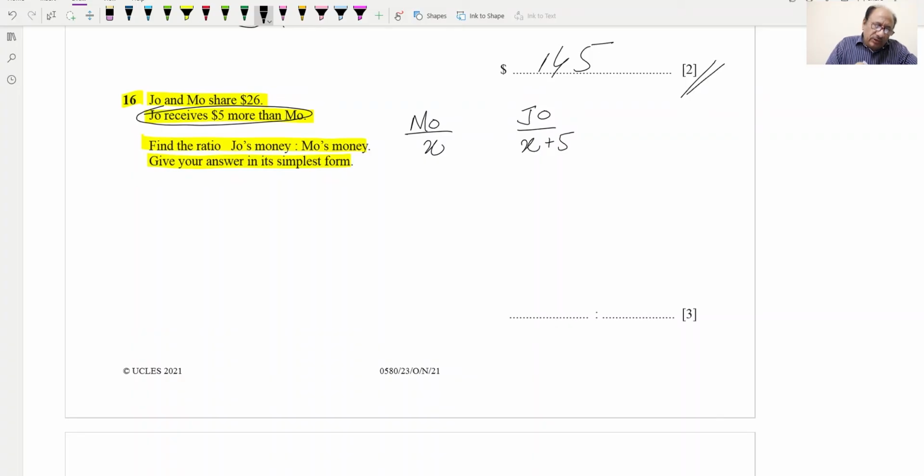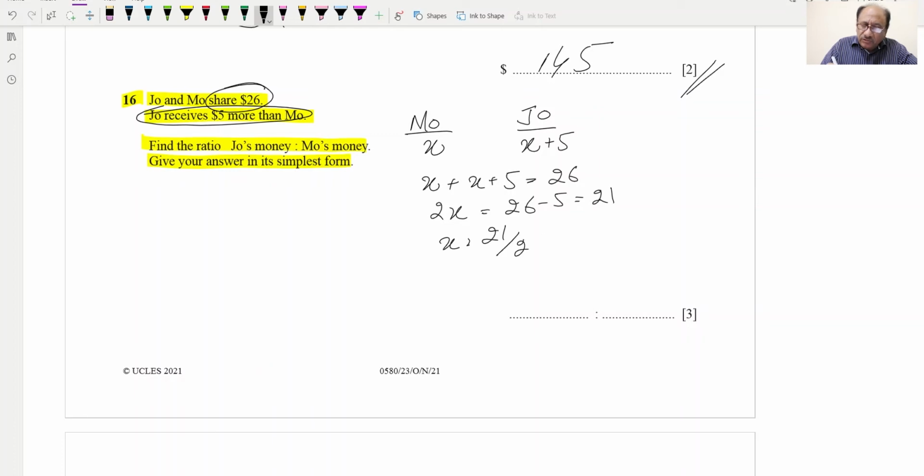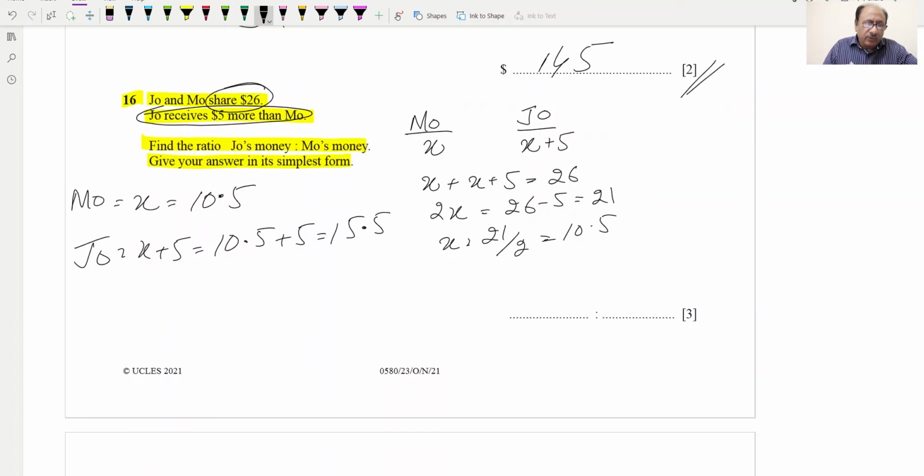Now, we know that it's adding up to 26 because 26 is being shared by them, so it will be x plus x plus 5, and this will be equal to 26. This will be our equation which we need to solve and find the x value. So 2x is equal to 26 minus 5, which is equal to 21, and x will be equal to 21 over 2, which is equal to 10.5. So we got the x value, and now Mo is taking x, so Mo will be 10.5, and for Joe it will be x plus 5, which is 10.5 plus 5, which is equal to 15.5.